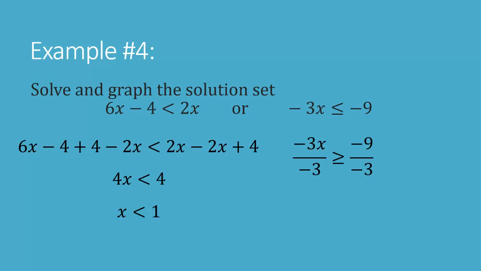So now, looking on the right, we divide both sides by negative 3. Again, we flip the sign because we're dividing by a negative number. So we just get x is greater than or equal to 3. So now we're looking at x less than 1 or greater than or equal to 3.